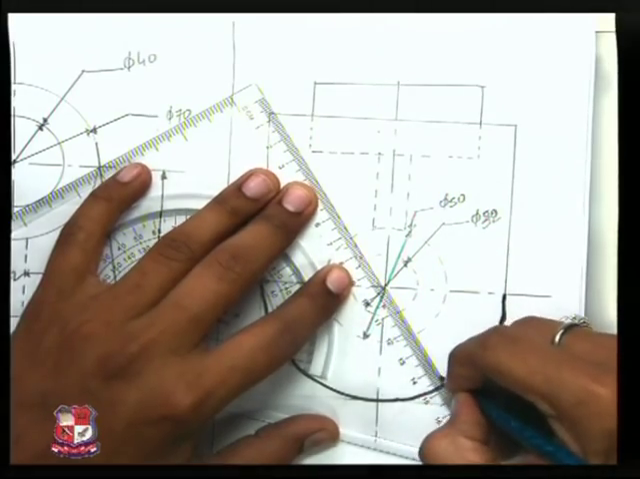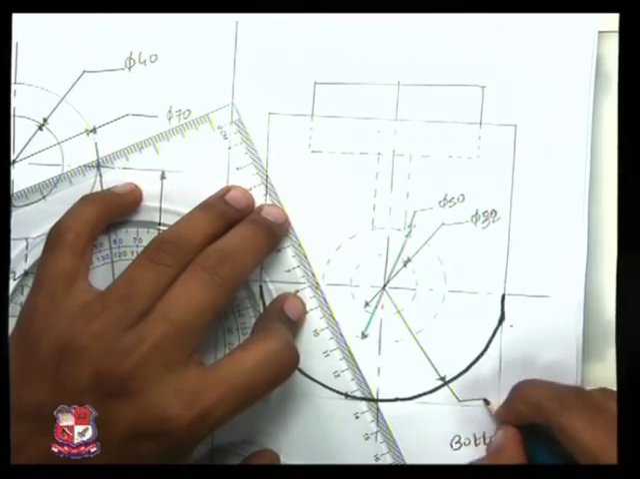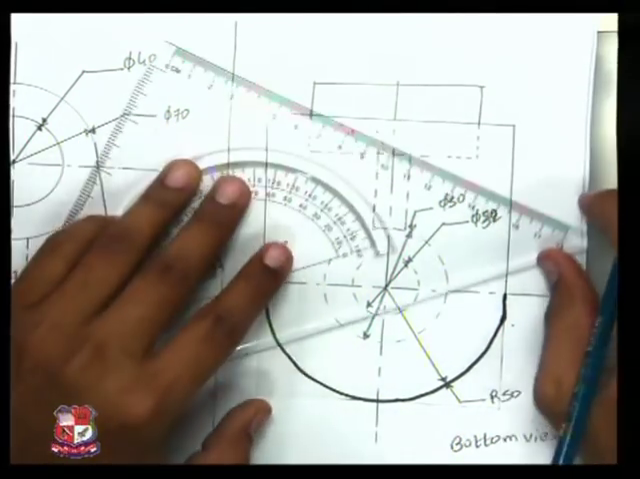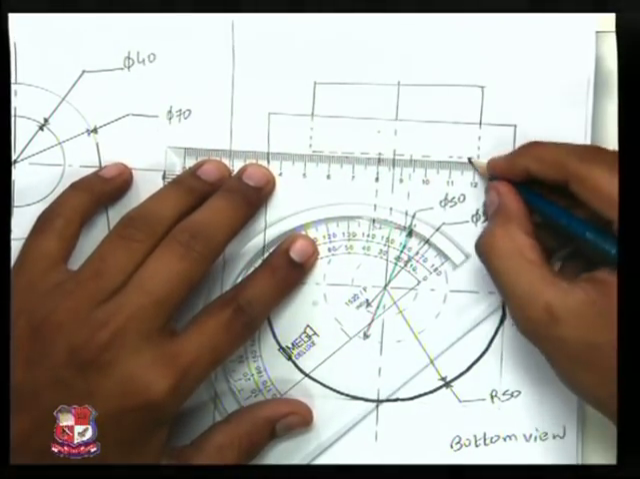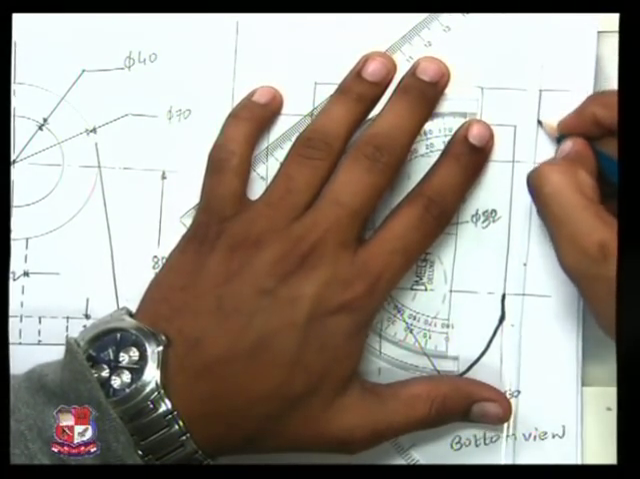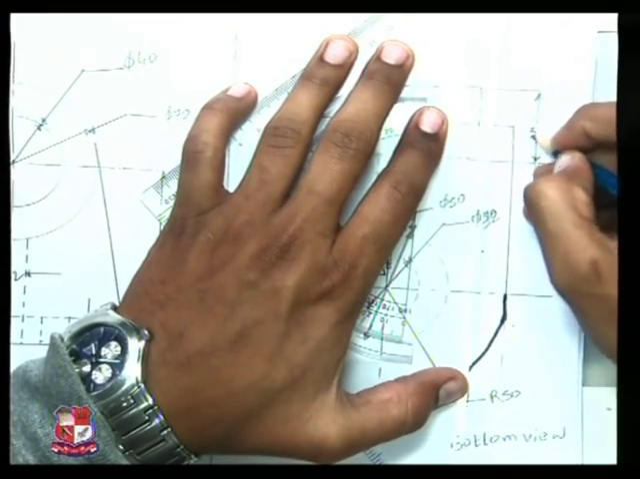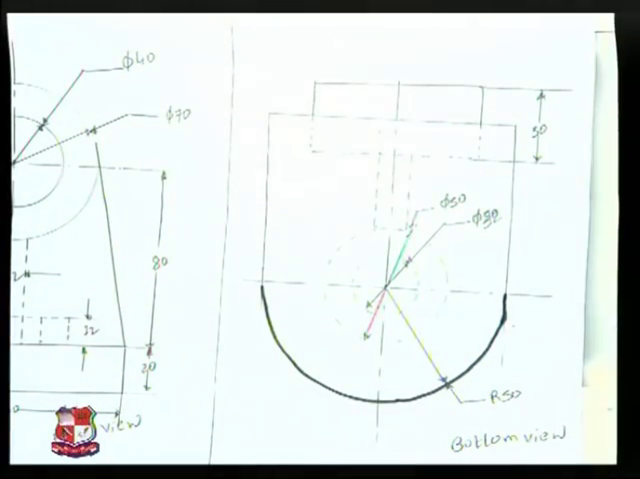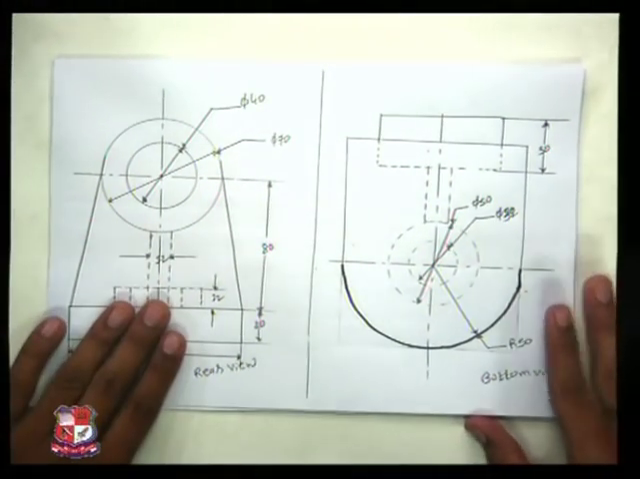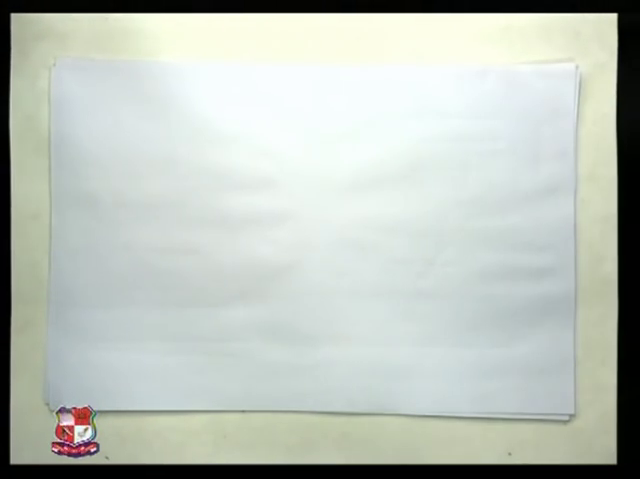Last dimension of the radius, R50, this dimension of 30 given as well. So this is how you can draw a rear view and bottom view of any given object. Now we'll see the next problem.